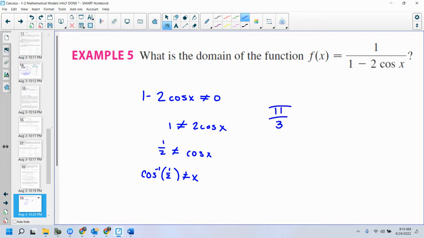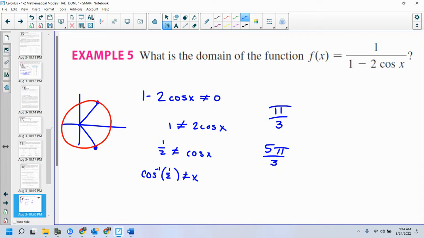Anywhere else? Yes. Now remember, if it's the 60 degree angle, where else has that same x value? Down here, right? If you're thinking about the unit circle, where else has that same x value? It's down there. So what is that? 300 degrees, right? In radians, what would that be? 5 pi over 3. I have to cheat sometimes too. Pi over 3 and 5 pi over 3.